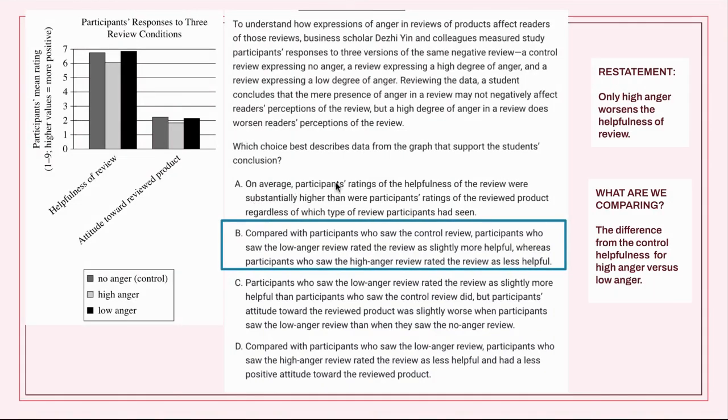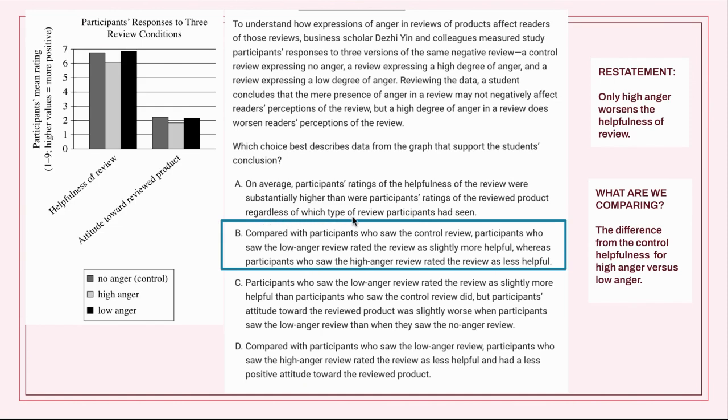On average, participants' ratings of the helpfulness of the review were substantially higher than participants' ratings of the reviewed product, regardless of which type of review participants had seen. Well, this is sort of silly because we're bringing in ratings of the reviewed product. That's not relevant to this claim. We're not talking about the product. We're just talking about the review itself. So this answer is kind of confusing.